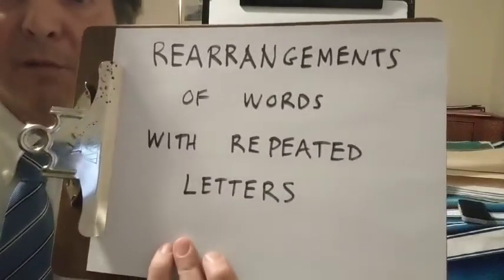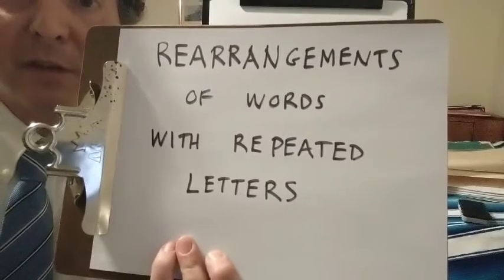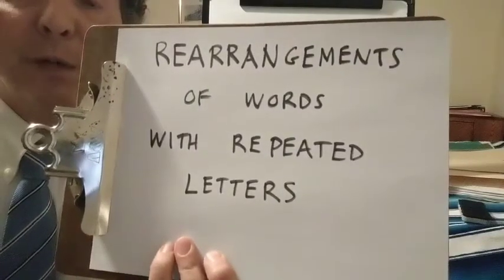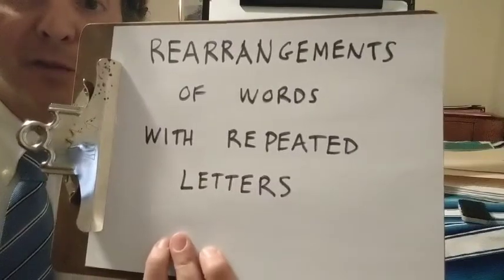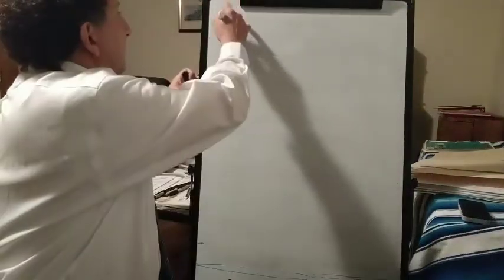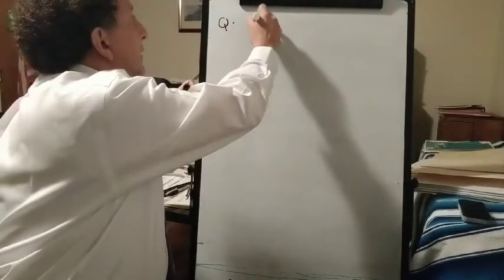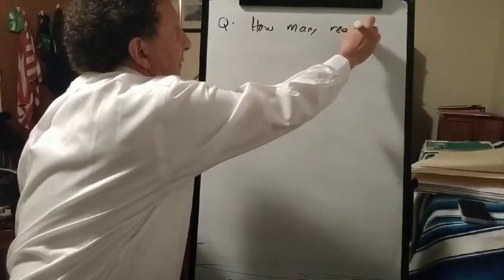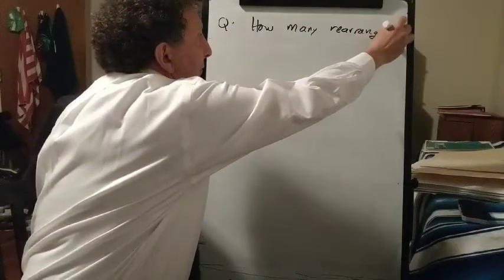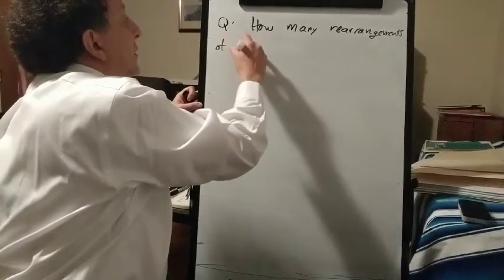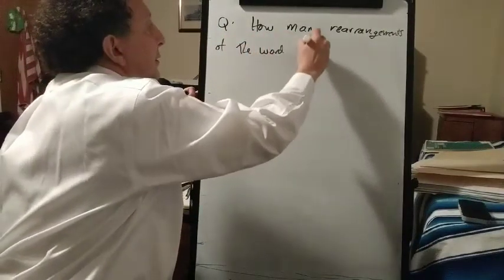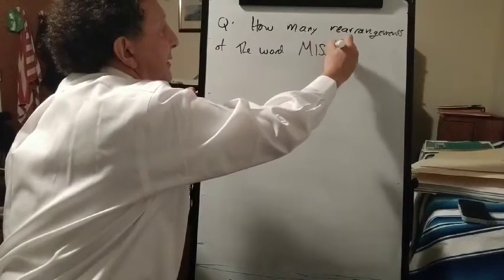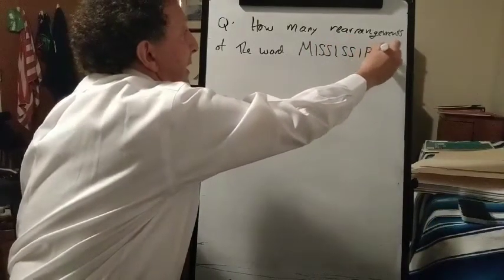Closely related to the problem of counting permutations of a word with distinct letters is counting rearrangements of words having repeated letters. So for example, how many rearrangements of the word Mississippi are there?